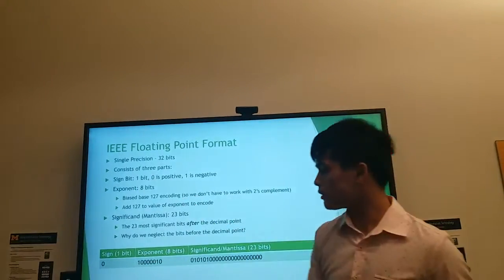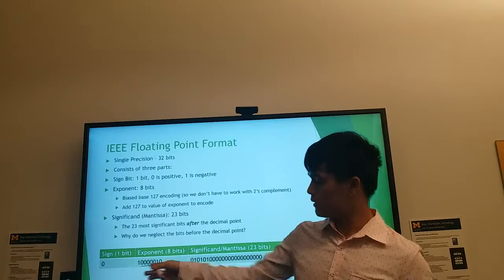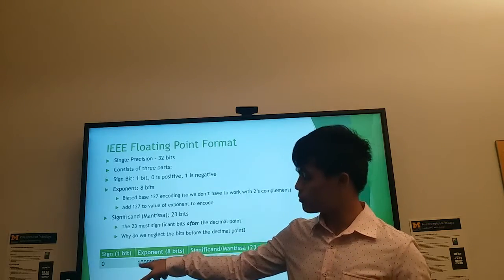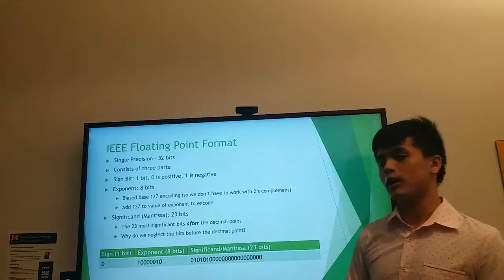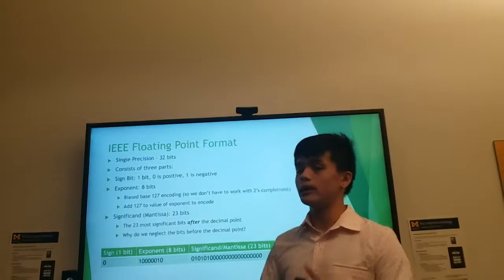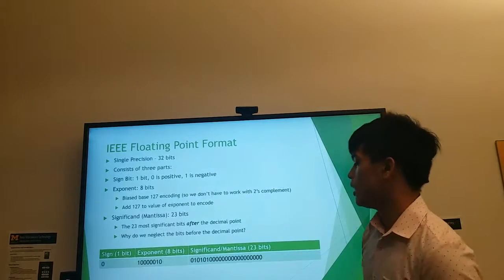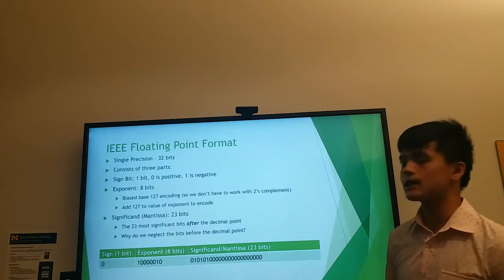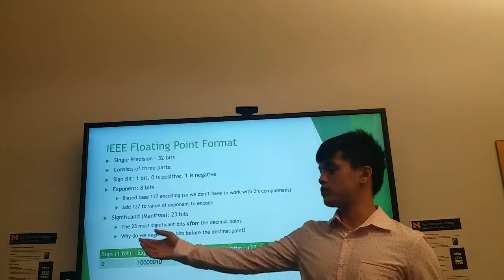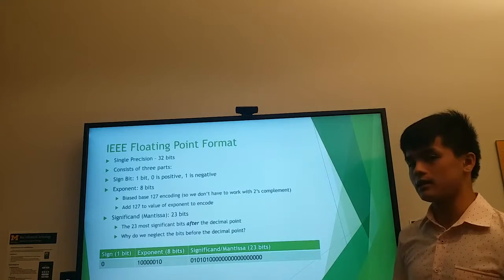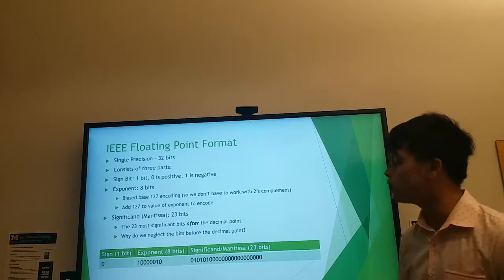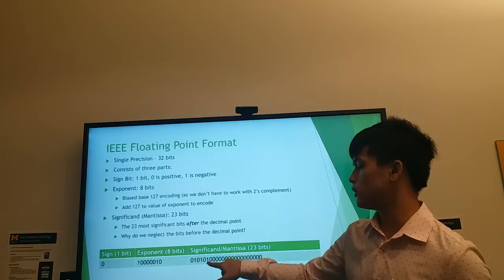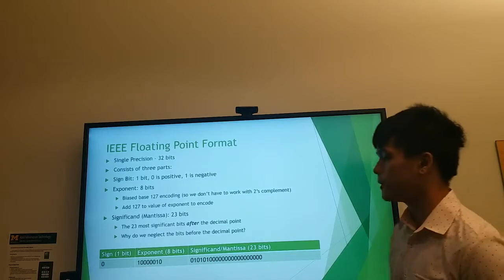So if we take a look at this example, we have a sign bit of 0, that means it's positive. We also have an exponent of 8 bits like that, but to get the actual exponent we have to decode this number, and then subtract 127, and in that way we'll get the actual exponent we're trying to find. And also here is the significand, or the mantissa, the 23 bits, which are the most significant 23 bits after the decimal point. And as I mentioned earlier, we neglect the bits before the decimal point because it can only be 1, and it has to be 1. So the actual mantissa is 1.010101 followed by a bunch of zeros. All right?